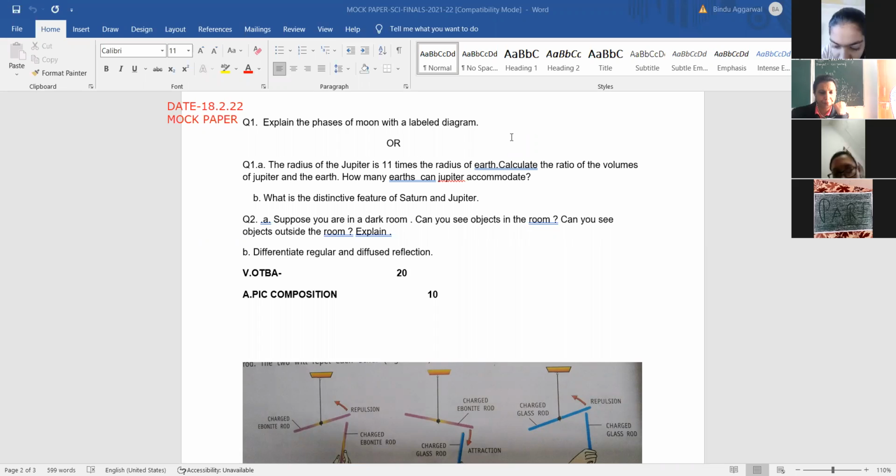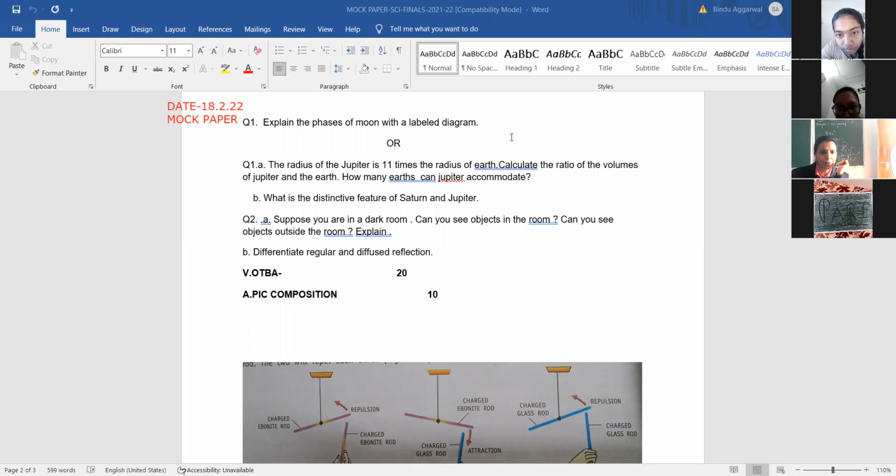When we are in a dark room, then we cannot see objects in the room. We can see the objects outside the room because outside the room the light is available and the ray of light can enter our eyes after reflection from the object. Okay, very good. So light enters into the eye when we see the objects outside the room, because the light enters into our eye by the process of reflection. Next comes differentiate between a regular and diffused reflection.